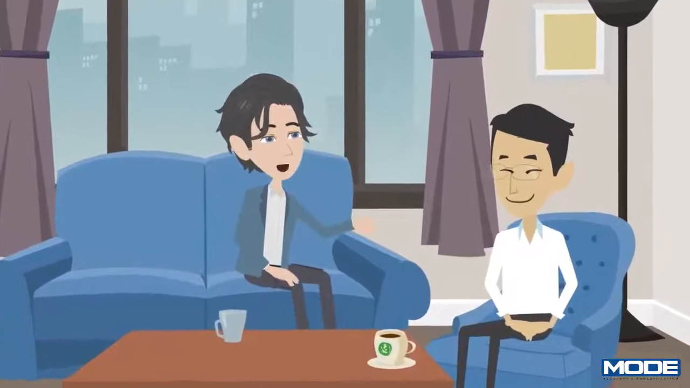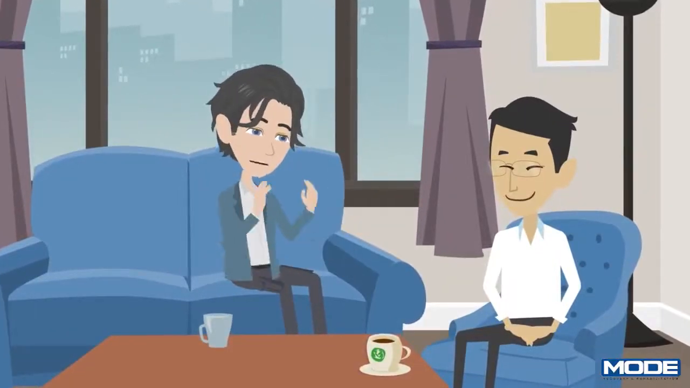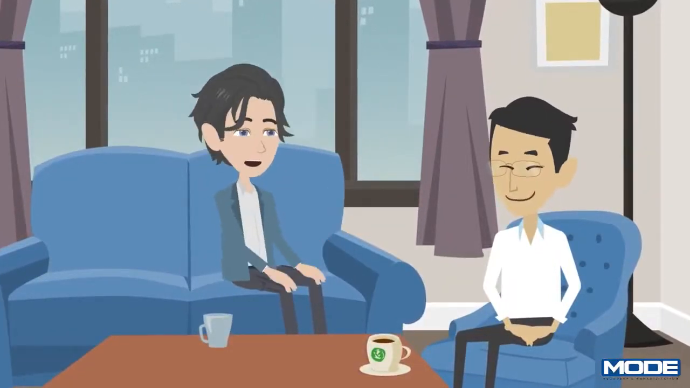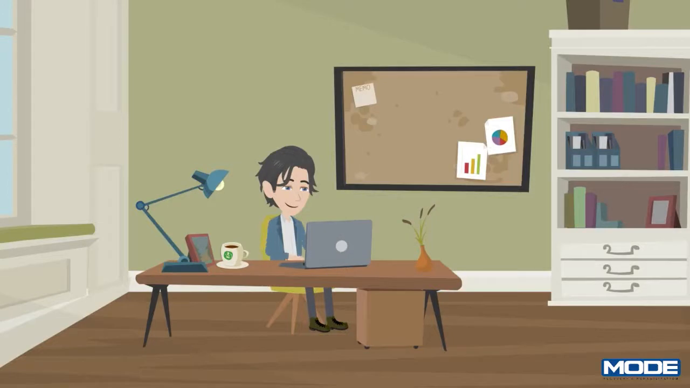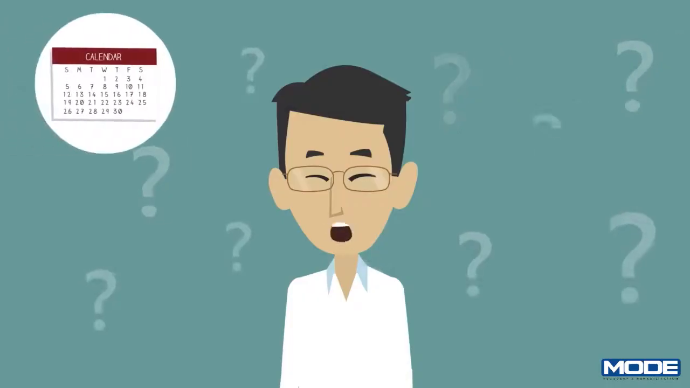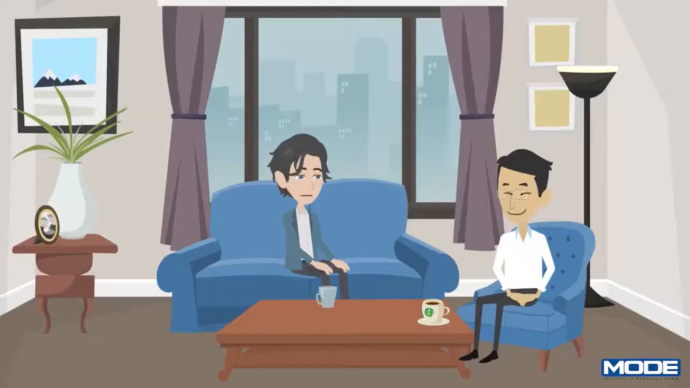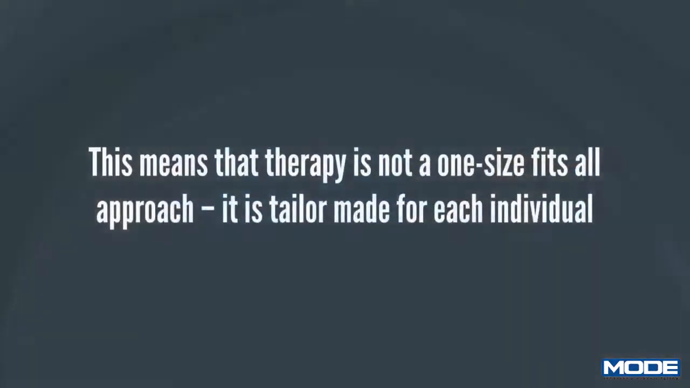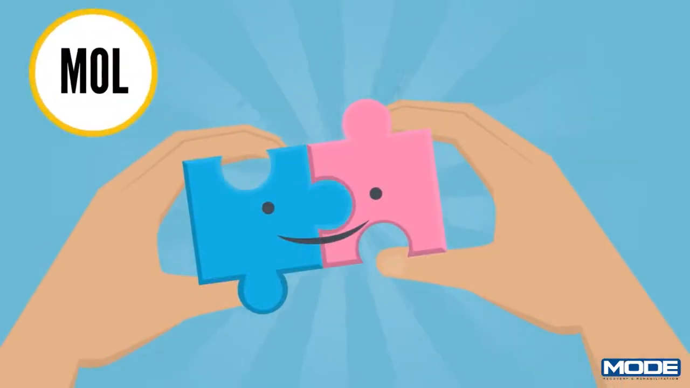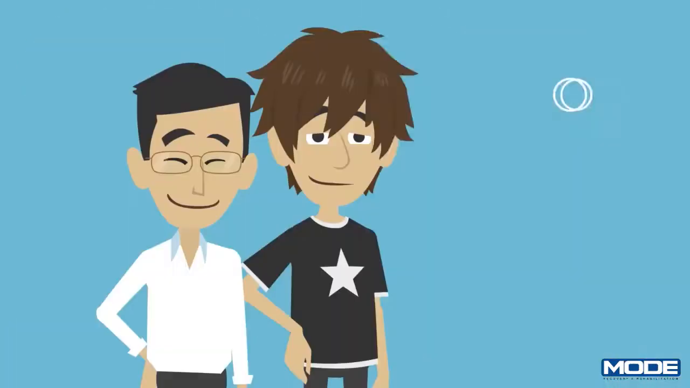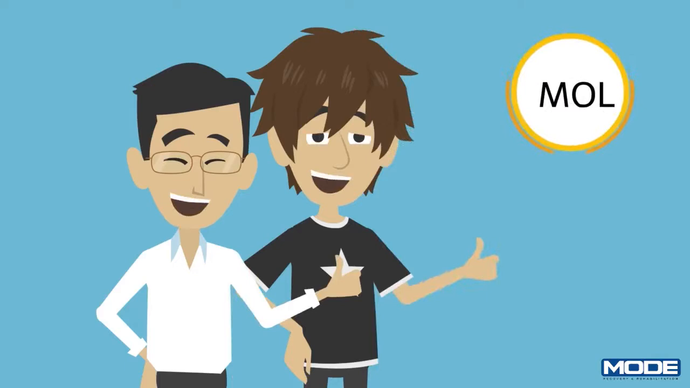One of the great things about MOL is that it puts the person receiving therapy in control of their sessions. This means they choose the number of sessions that's right for them, how often they have sessions, and how long they last for. The person also decides what they talk about in therapy. This means that therapy is not a one-size-fits-all approach. It's tailor-made for each individual. MOL enables people to find their own unique solutions to their problems. It also helps people discover what's important to them and how they can lead a life that fits better with their own goals and expectations.